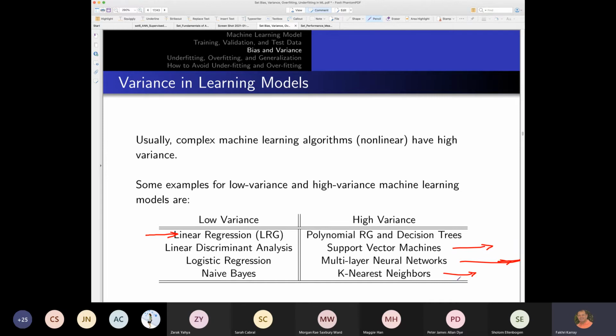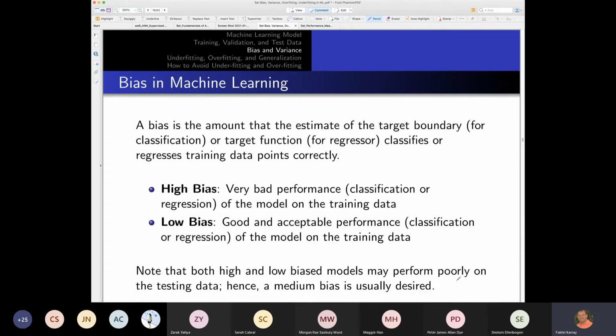So this is what I would like you to remember, the definition of low variance and high variance for a machine learning system. We don't want a system with high variance because, taking them from the training data set to the testing data sets, they are going to perform very badly and they are not good generalizers. So this is what I would like you to remember so far, okay?